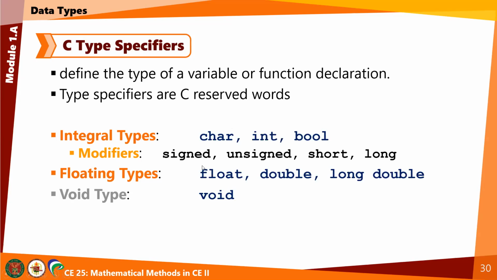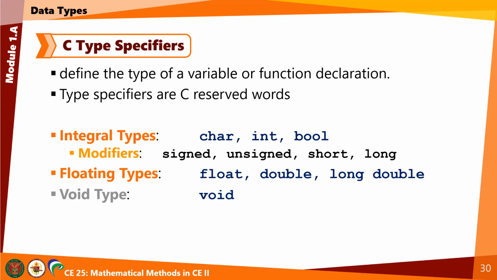So modifiers, meron tayong signed, unsigned, short, and long. So sa signed, ano ba yung signed? Merong sign. So yung integer, pwede siyang maging positive or negative. Yung unsigned, wala siyang sign. So yung integer, yun na yung value niya. So you can think of it as puro positive lang. Pero it doesn't actually have signs. Short and long just tells you if you want to modify it, yung default.